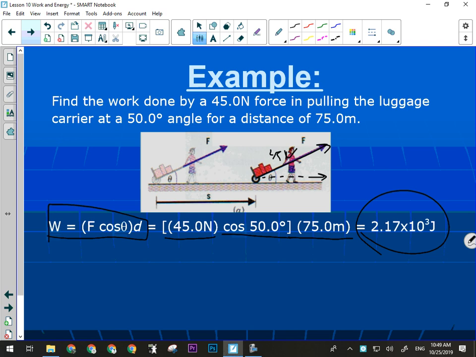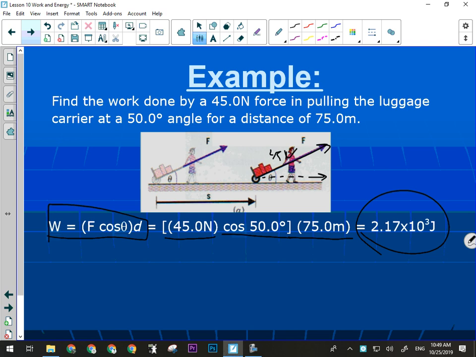Now, that could look like one of two things. It could look like me accelerating the luggage carrier the entire 75 meters and increasing the luggage carrier's what kind of energy? Kinetic energy. Okay? Remember, potential is height. That would involve me lifting the luggage carrier, which I'm not doing. Okay? It says here the luggage carrier is being pulled along the floor. So that could mean that I accelerate the luggage carrier for 75 meters. That would mean that I started at rest and I get to some final velocity.